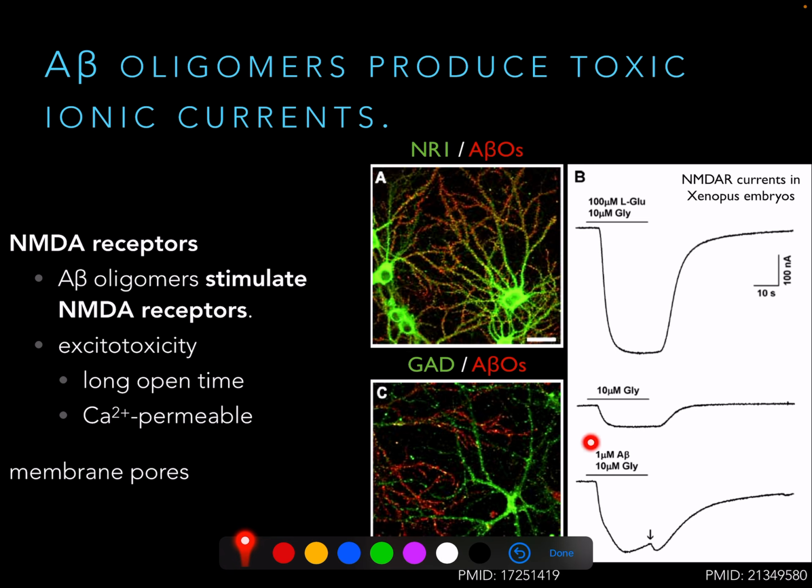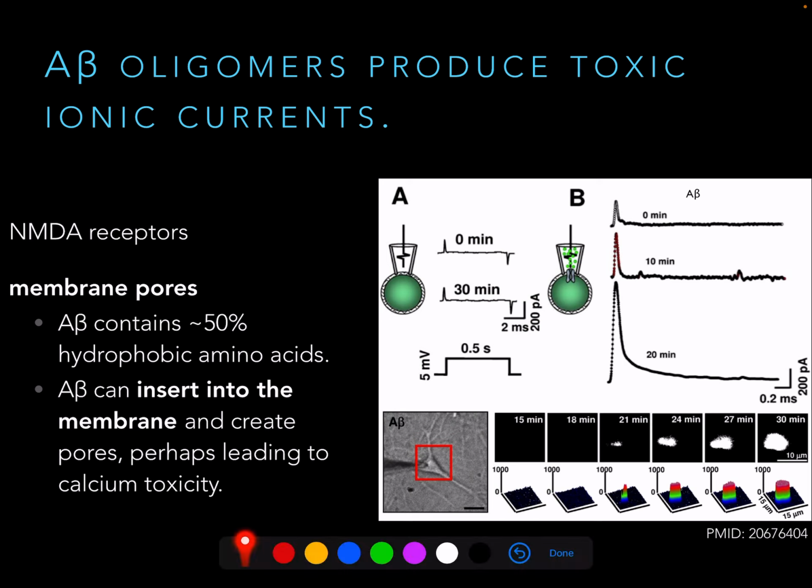However, if you have that same amount of glycine, but let's squirt on a little bit of A beta, it's almost like glutamate is there. Whoa. So the A beta is stimulating NMDA receptors. Remember, these stay open a long time, and they also bring in a bunch of calcium, so we get classic calcium toxicity. But A beta doesn't need NMDA receptors.